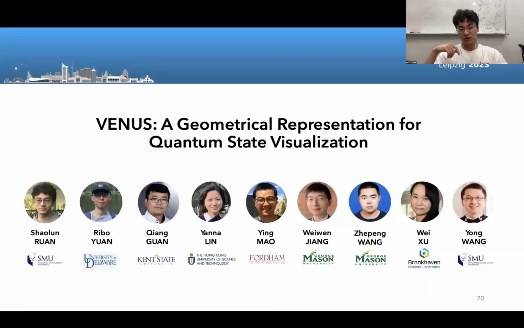our second work about the visualization for quantum computing is called Venus, a geometrical representation for quantum state visualization. And you see, it's such a long list, right? This work is also in collaboration with my collaborators from University of Delaware, Kent State University, HKUST, Fordham University, George Mason, Brookhaven, and also my supervisor. This is my supervisor, by the way.